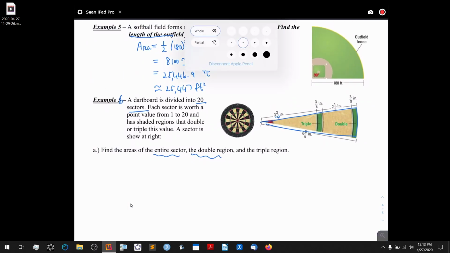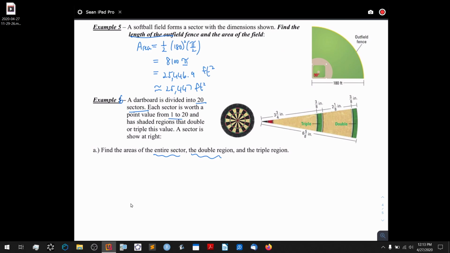And so from that, the number 20 is significant. From that, you're supposed to be able to figure something out. And then it says each sector is worth a point value from 1 to 20, and has shaded regions that double or triple this value. A sector is shown at right. So if you've played darts, maybe this makes sense. If you haven't played darts, maybe it doesn't, but that's okay. All right. And it says find the area of the entire sector.